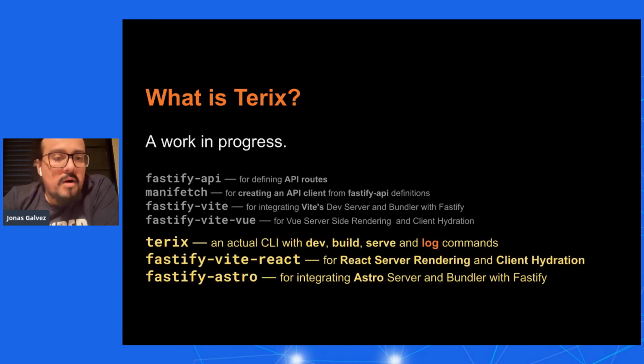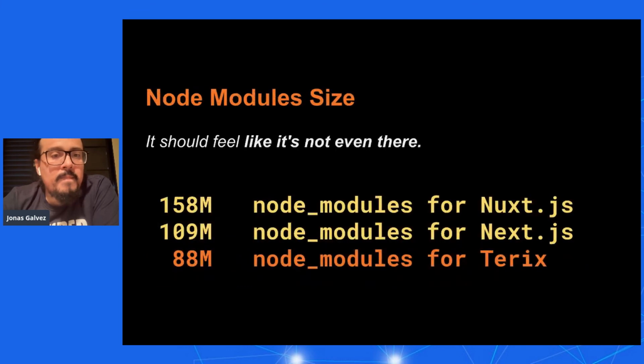And it's a work in progress. We have some plugins that are available and made this presentation possible, but there are others under development, which is to have Terex as an actual CLI, Fastify Vite React for React support, and Fastify Astro for replacing Vite with Astro, which is a new build tool that's very interesting as well.